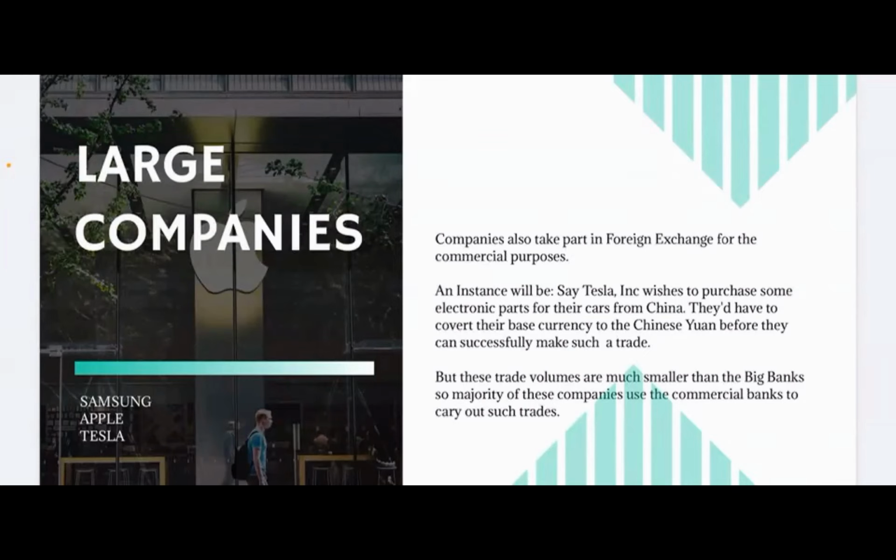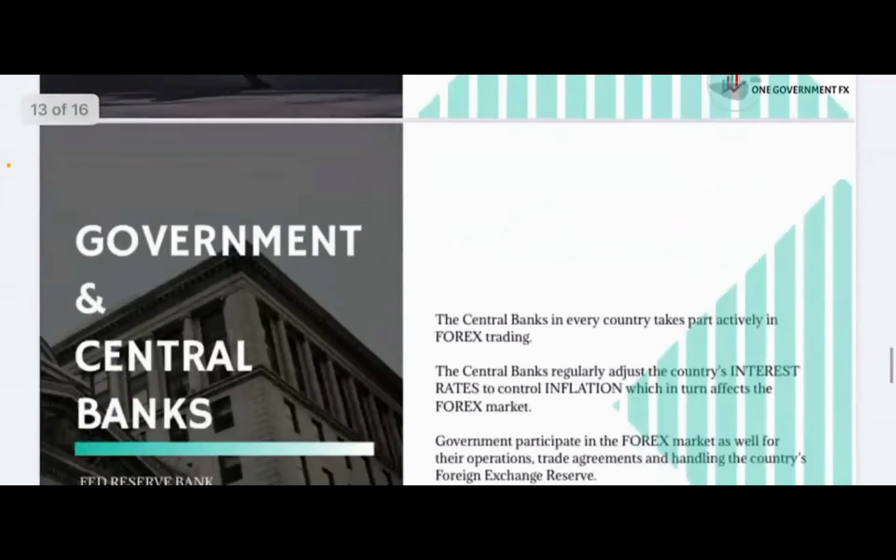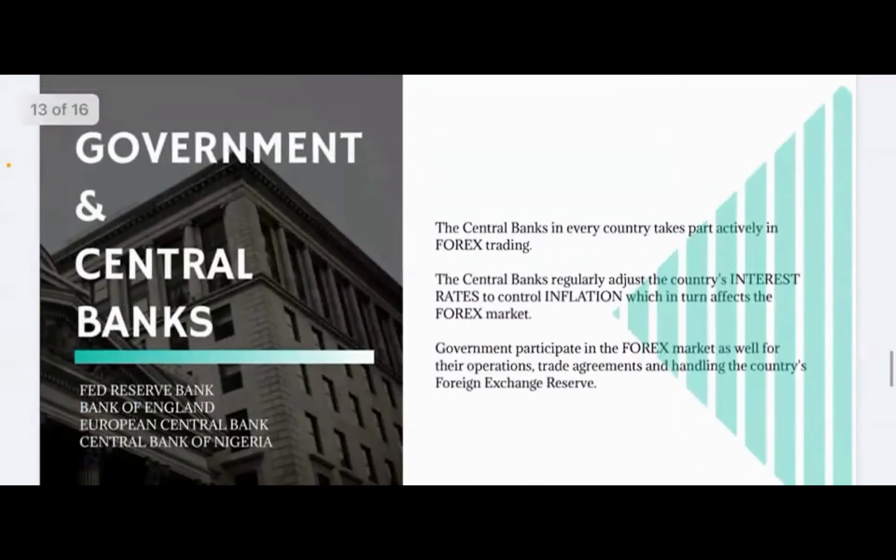So moving on, the government and central banks. We all know what central banks are. We have the Federal Reserve Bank, that's the central bank in the US, the Bank of England, the European Central Bank, and the Central Bank of Nigeria, with a lot of other banks. The central banks in every country take part in forex trading, and they take part actively. The central bank regularly adjusts the country's interest rate to control inflation, which in turn affects the forex market.